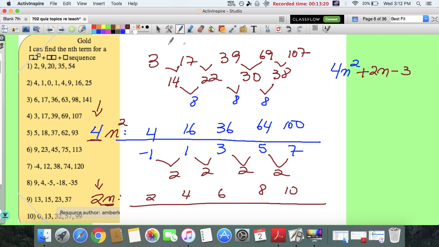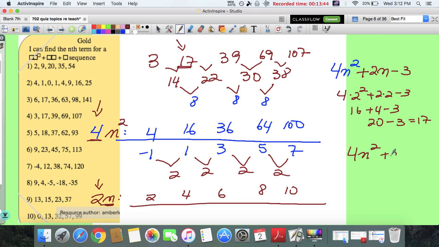Check. So let's check our second one this time. Our second term in the sequence, 17. So if I replace the n with 2, I get 4 times 2 squared plus 2 times 2 minus 3. 16 plus 4 minus 3. 16 plus 4 is 20, minus 3, and I get 17. Yes, it works.